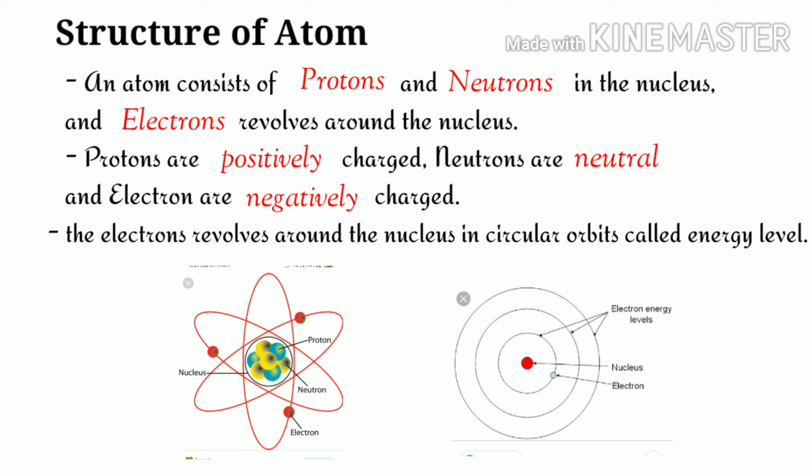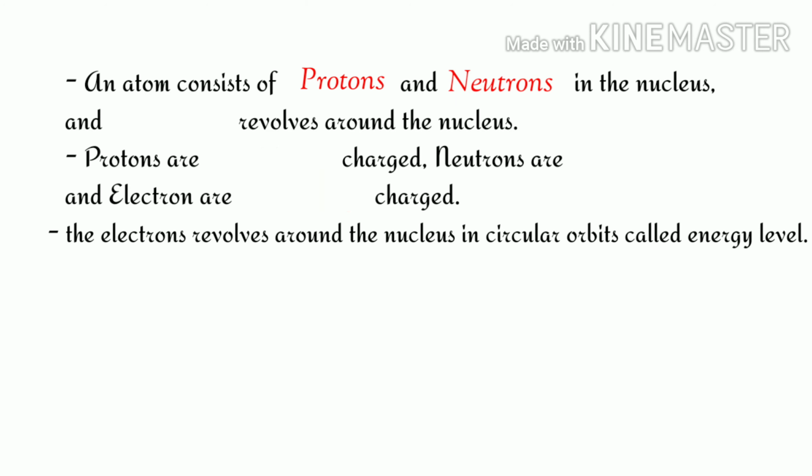Structure of atom. After different models put forward by different scientists, the actual structure of the atom was established. That is, an atom consists of protons and neutrons in the nucleus, and electrons revolve around the nucleus. Protons are positively charged, neutrons are neutral, and electrons are negatively charged. The electrons revolve around the nucleus in circular orbits called energy levels. From the figure, we can understand that protons and neutrons together form the nucleus and occupy the center of the atom, and electrons are present outside the nucleus.